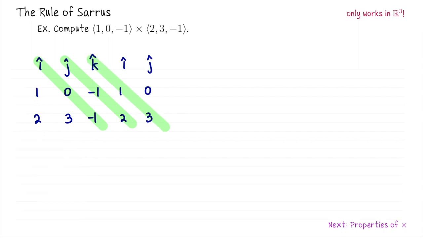Under this organization, the cross product of these two vectors is equivalent to adding together the products of these three diagonals and then subtracting off the products of these three diagonals. So let me show you what I mean.